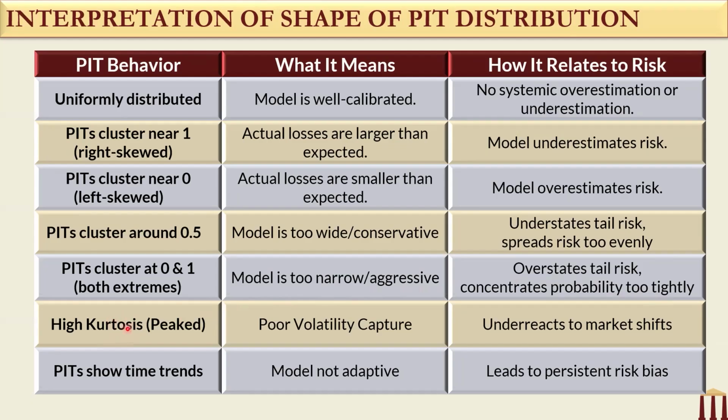Now, if you see a peaked PIT distribution with high kurtosis, whatever you may call it, it means that the model is not adapting well to volatility. It underreacts to market changes, which makes it unreliable when markets become turbulent. And lastly, if the PIT values show patterns over time, like trending upward or downward, it signals that the model fails to adjust to evolving market conditions, not adaptive at all, and the risk estimates will be too static, which will create a lot of systematic biases over time.